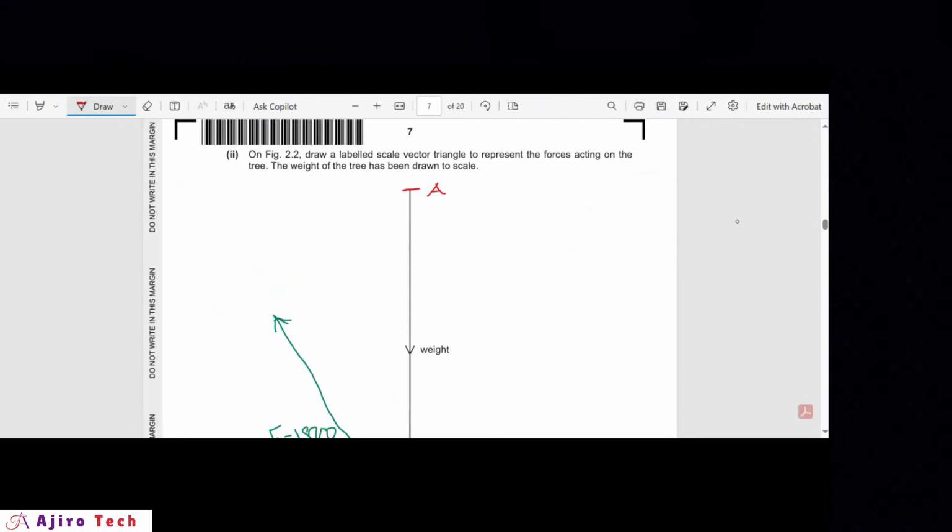So what's the weight first? Let me calculate the weight normally. Weight is mg, so 270 multiplied by 9.81 on the calculator is actually 2648.7. As usual, take two significant figures, so that will be 2600. The weight is 2600 newtons.